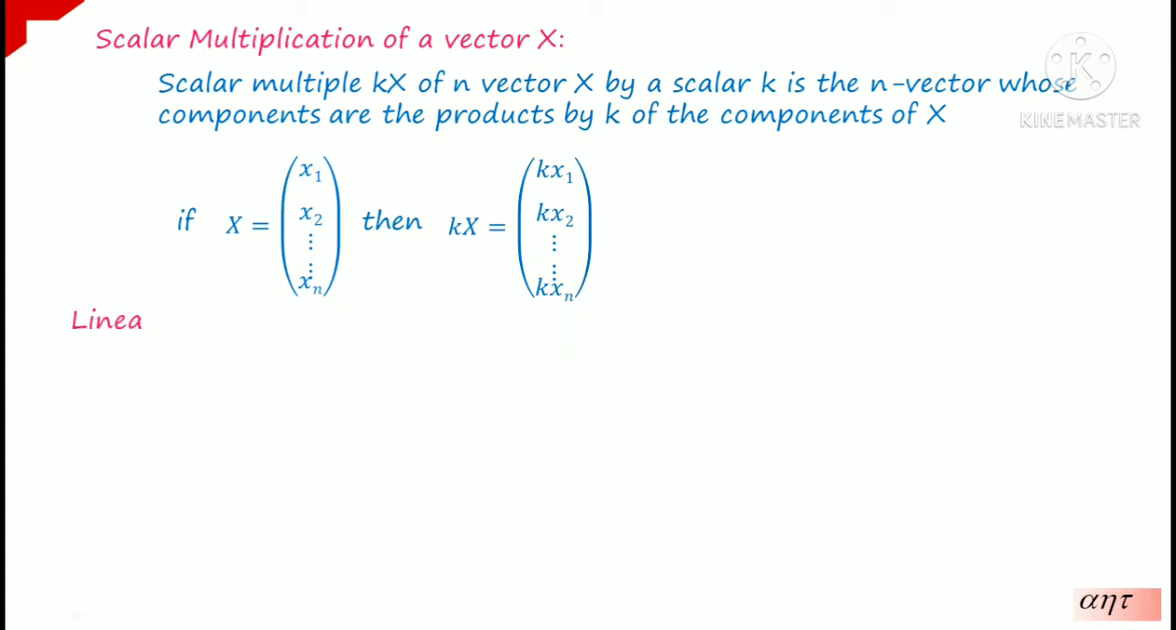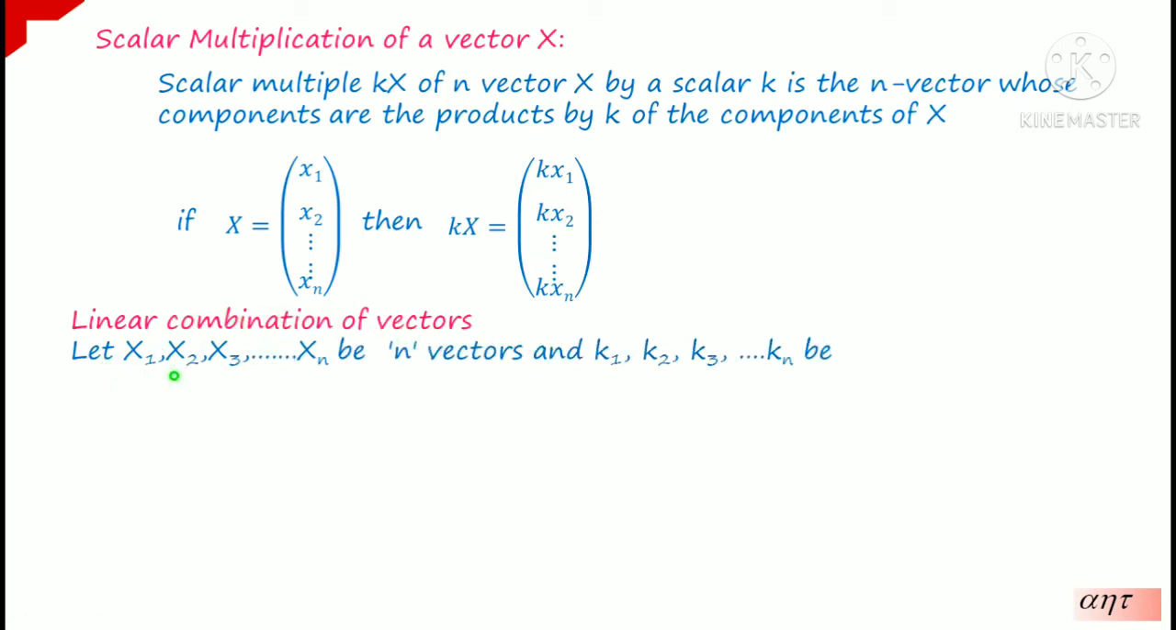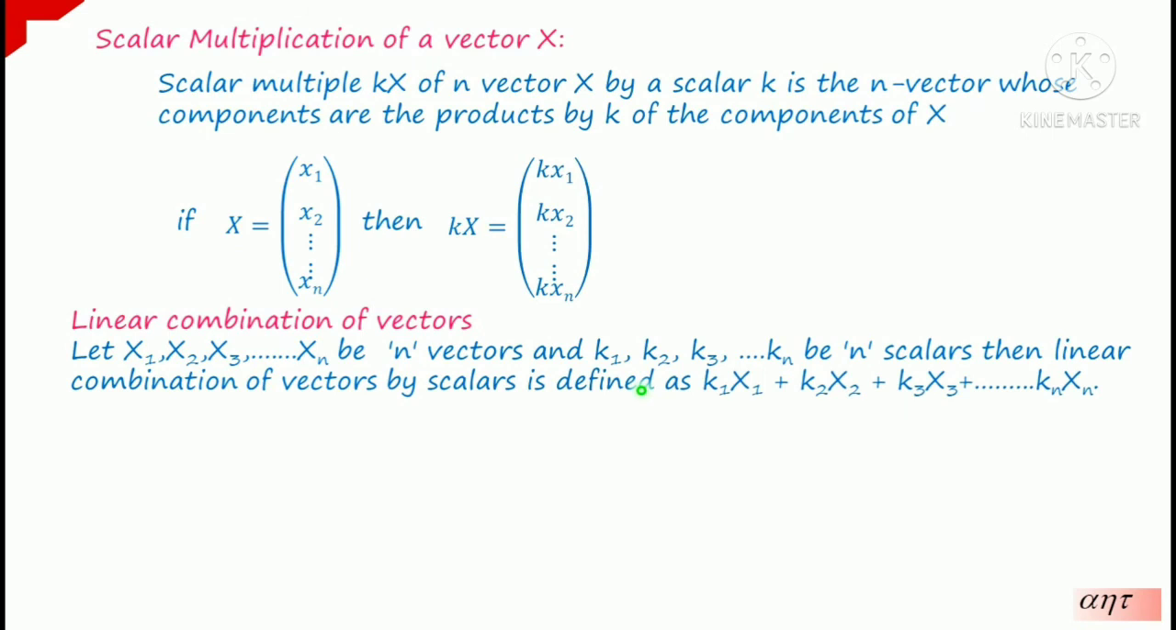Next we will see linear combination of vectors. Let x1, x2, etc. xn be n vectors, and k1, k2, etc. kn be n scalars. Then the linear combination of vectors by scalars is defined as k1 x1 plus k2 x2 plus k3 x3 plus etc. plus kn xn.